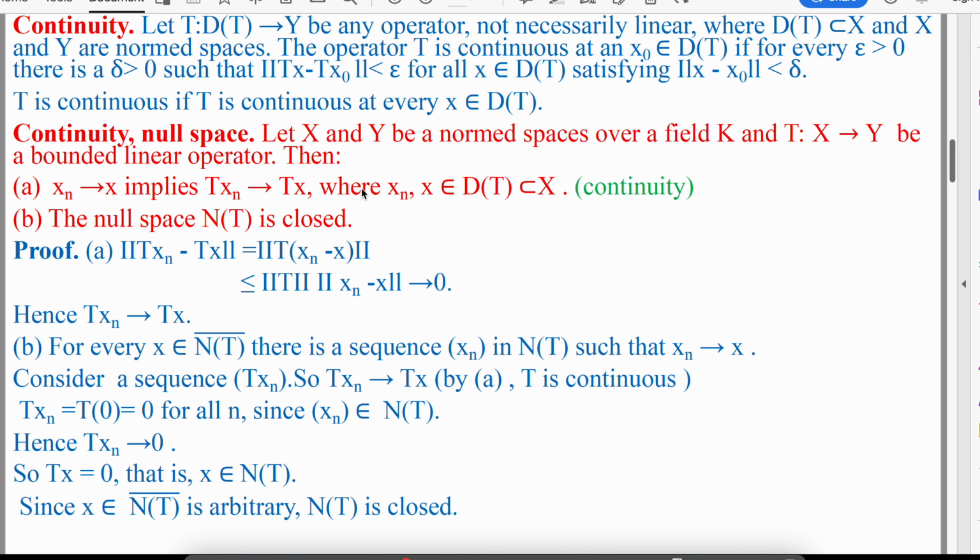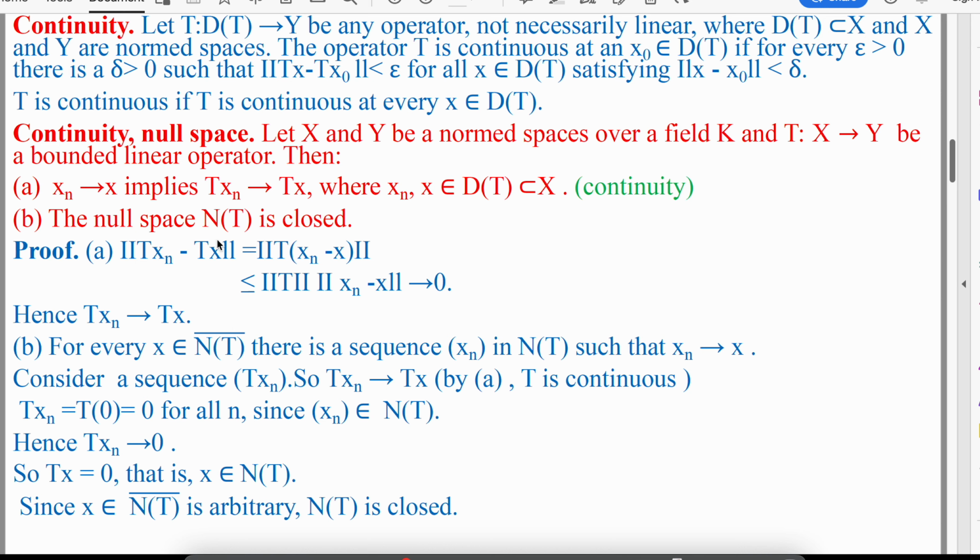So to prove the first result, we see that norm of Txn minus Tx is equal to norm of T of xn minus x, because T is a linear operator, and this is less than or equal to norm T times norm xn minus x, but it is given that xn tends to x. It means xn minus x tends to 0. If xn minus x tends to 0, it means the whole term tends to 0. If this term tends to 0, it means Txn minus Tx tends to 0, or we can say Txn tends to Tx. It means T is continuous.